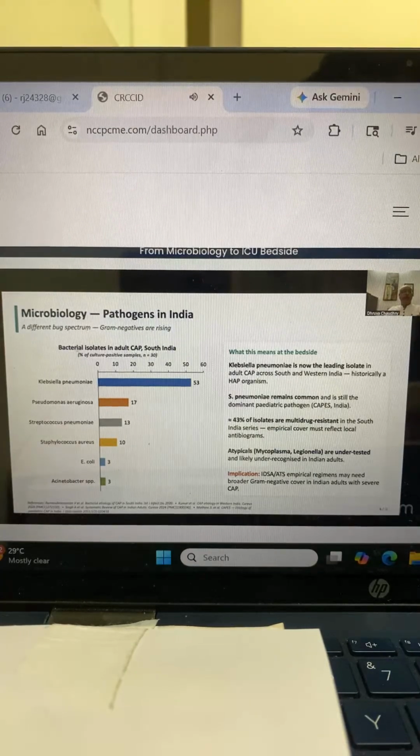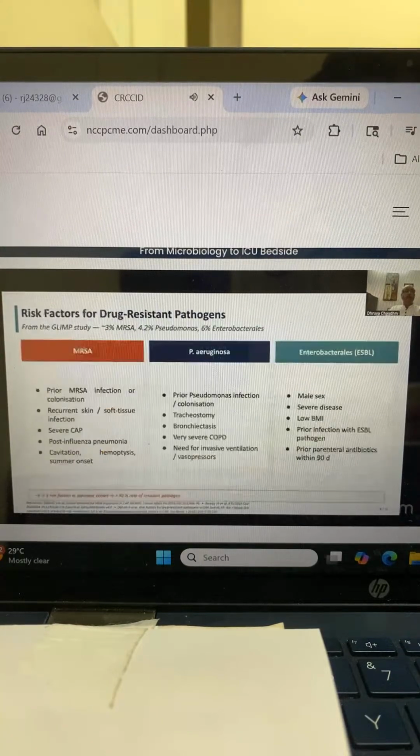So it is important for us, whenever we see gram-negatives, please look at ESBL and other drug sensitivity patterns. So therefore, whatever the IDSA or ATS say, it may not technically be applicable to our country. And most important, we need to have an antibiogram of each of our institutions.